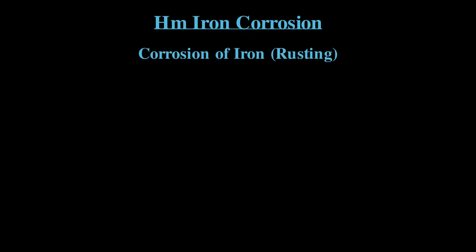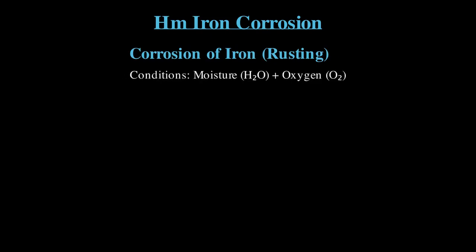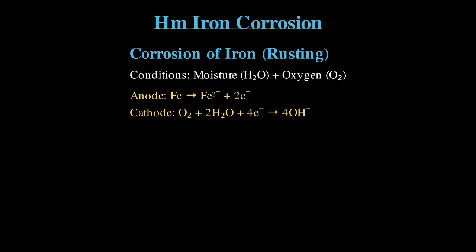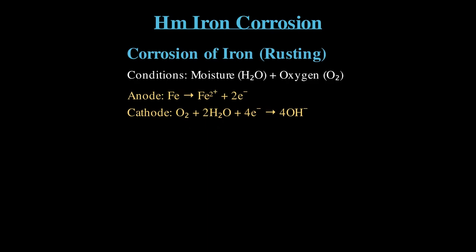This is a slow electrochemical oxidation process. Two conditions are essential, both moisture, H2O, and oxygen, O2. According to the electrochemical theory, a spot on the iron surface acts as an anode, where iron oxidizes, Fe gives Fe2+ plus 2 electrons. At another spot, the cathode, oxygen is reduced, O2 plus 2 H2O plus 4 electrons gives 4 hydroxide ions. The Fe2+ is further oxidized to Fe3+, finally forming hydrated iron(III) oxide, Fe2O3.xH2O, which is rust.